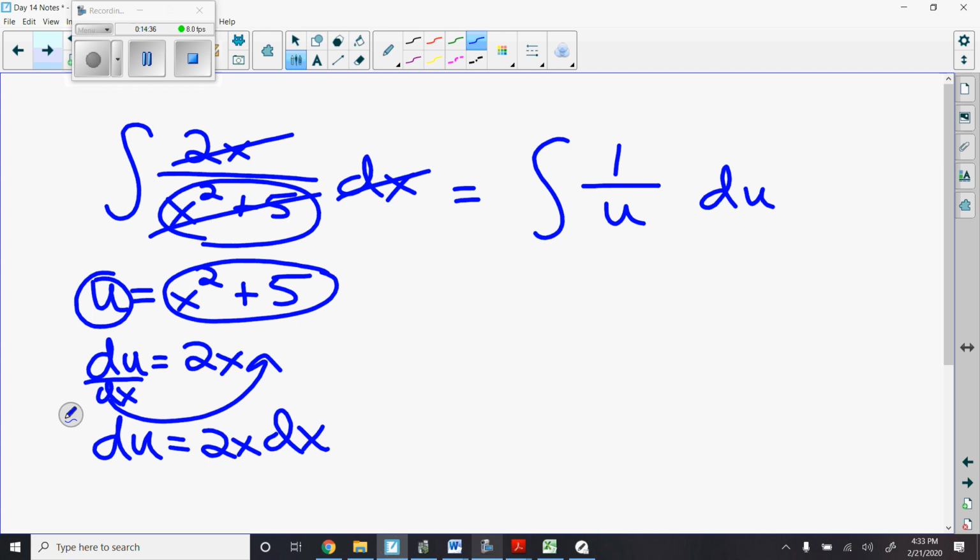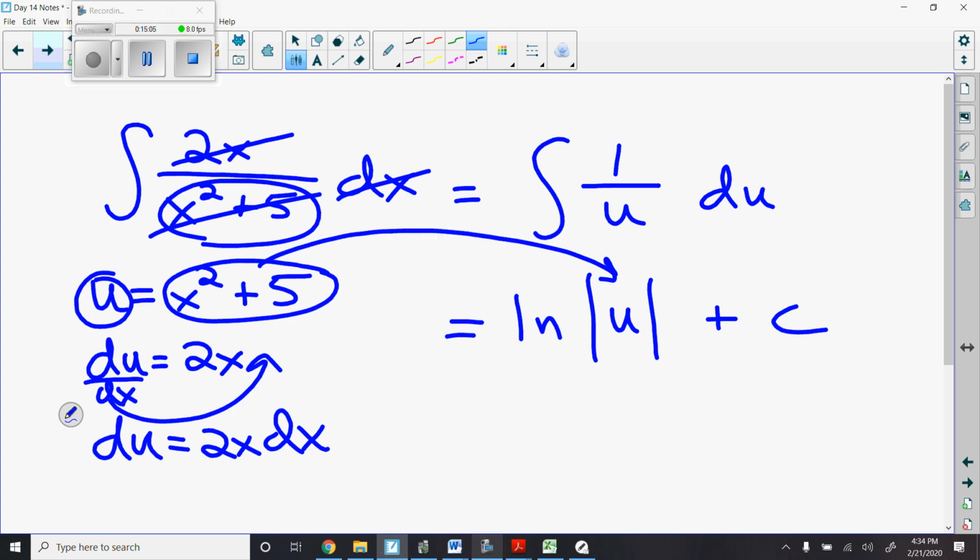What is the integral of 1 over u? I still have to do my antiderivative here, but this is one I recognize as natural log. So my answer here would be natural log absolute value of u plus c. But again, I can't answer a question in terms of x with an answer in terms of u. So my last move is to sub back in for u. I'm going to go ahead and plug this back in. I get natural log absolute value x squared plus 5 plus c.